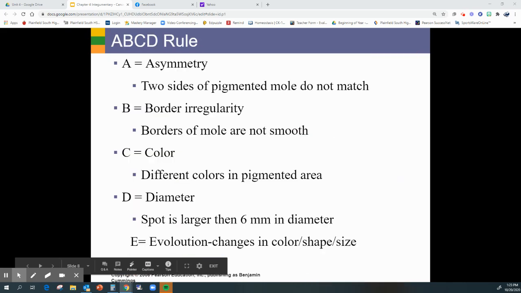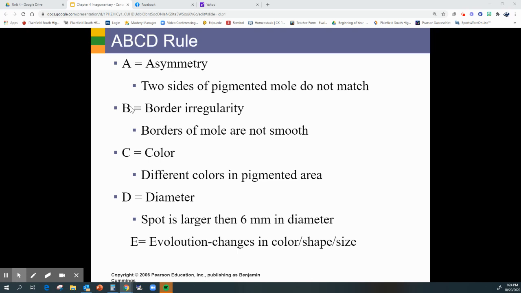Okay. The ABC rule that I was talking about a little bit before. So A stands for asymmetry, B is for border irregularity, C is for color, and D is for diameter. So asymmetry, we want to divide the mole in half, and it should be pretty equal on both sides, both pigment as well as shape.